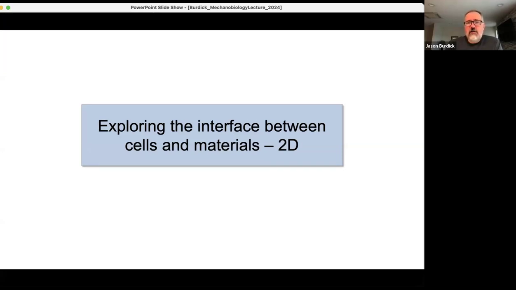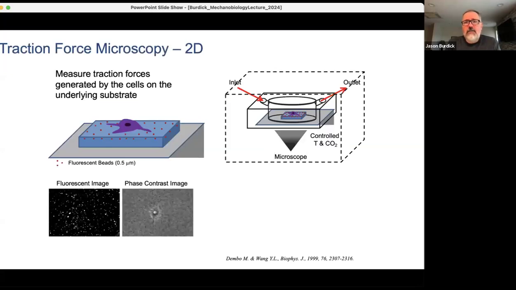So I'll first start a little bit about 2D. One of the things is really trying to understand how cells interact with these materials in these different contexts. And I'm not sure if this has been brought up too much this week, but traction force microscopy is one method that our lab and many labs have used. It goes back to these early papers that are now 25 years old, I guess.